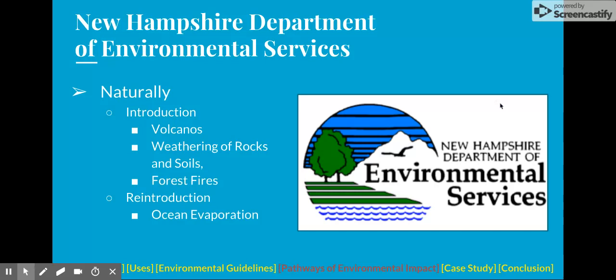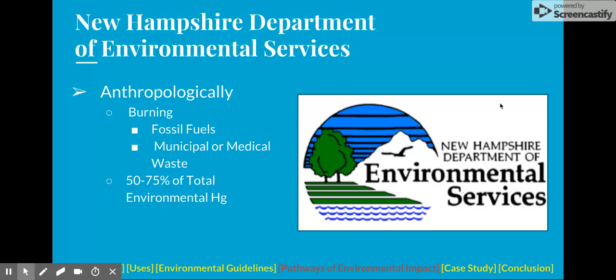Pathways into the environment include, according to the New Hampshire Department of Environmental Services, two ways of mercury entering the environment: naturally and anthropogenically. Naturally consists of two phases: introduction and reintroduction. Introduction happens via volcanic eruptions, the weathering of rocks and soils, and forest fires. Reintroduction can occur when water evaporates out of the ocean and leaves behind mercury compounds.